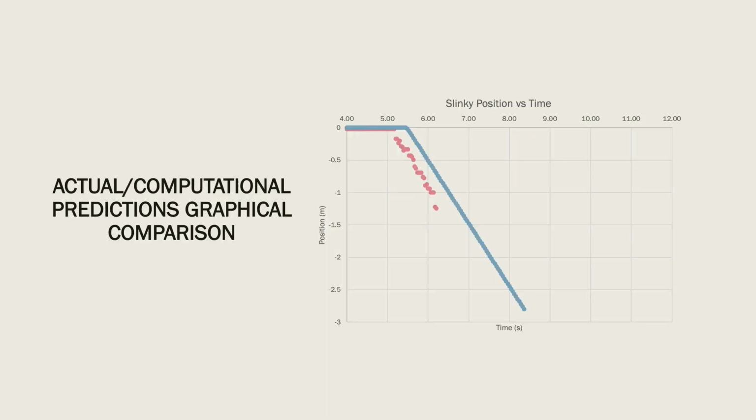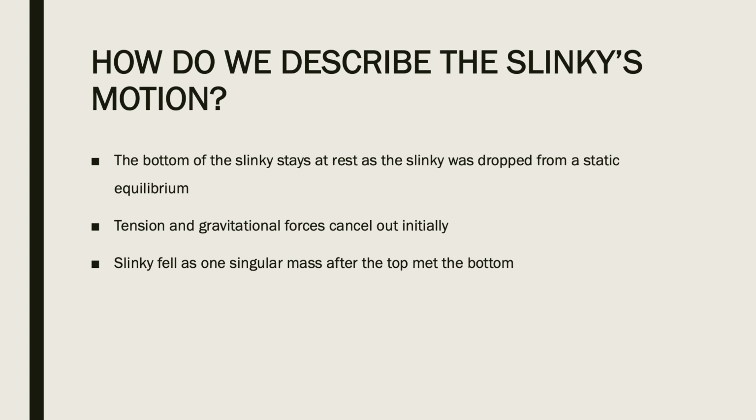Presented here are the observed data and computational model graphs. The pink line is the actual or observed data. The blue line is the computational data model. As we can see in the experimental data, the slinky did not fall as far as in the computational model. However, in both models, there is a displacement beginning around 5 seconds where the slinky begins to fall as one mass. Now we have reached a conclusion and discussion, and so we think, how do we describe the slinky's motion?